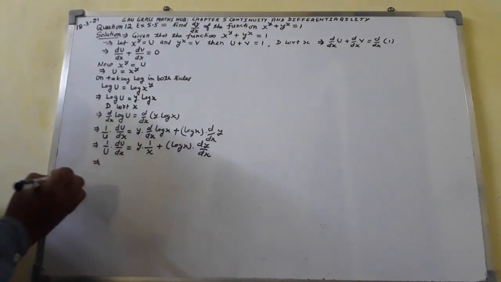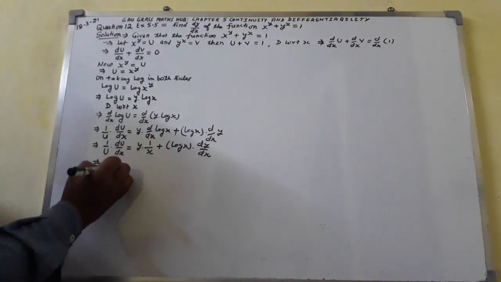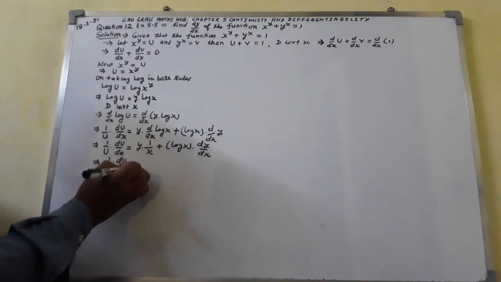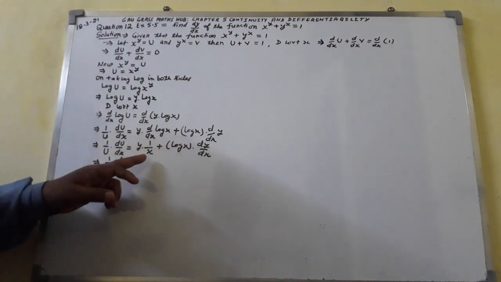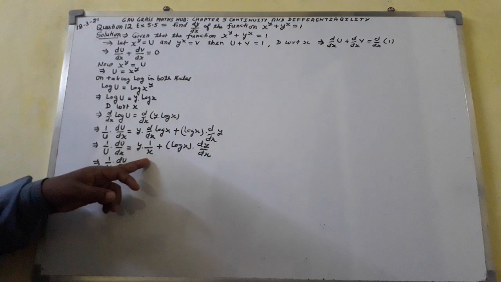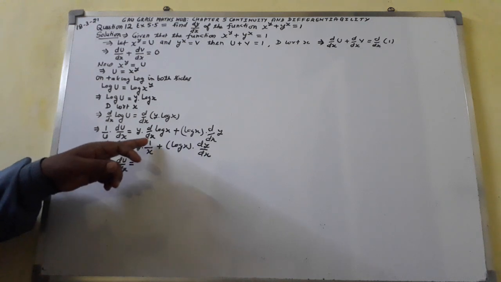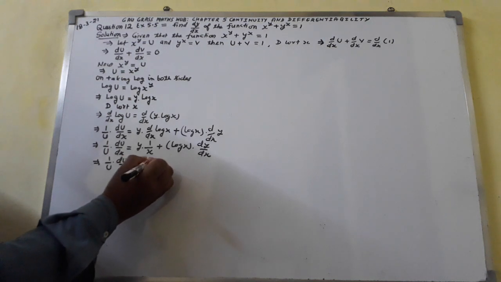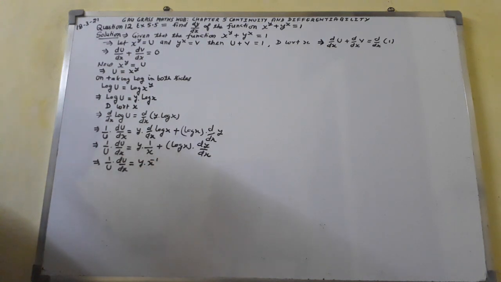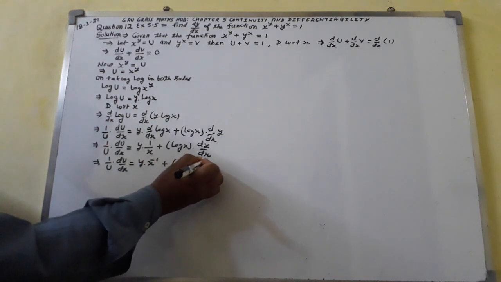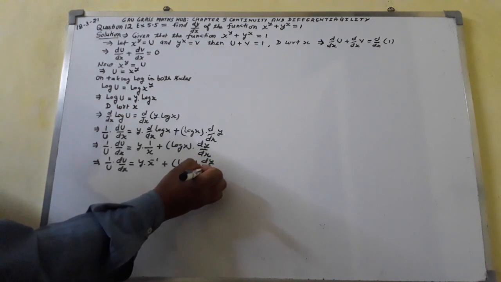Here again I shall write 1 over u dot du over dx. Here you can see x is there in denominator. x will be thrown back in numerator. It will become y dot x raised to power minus 1 plus, here write log x dot dy over dx.